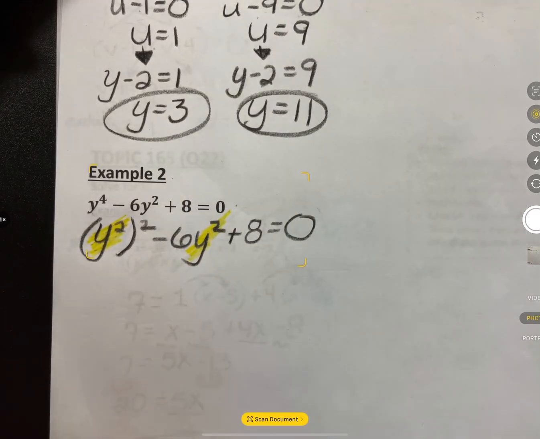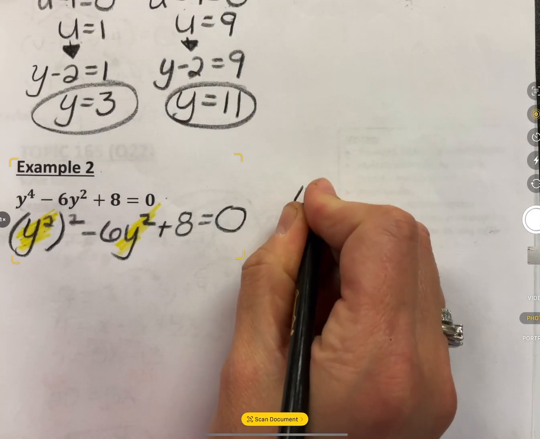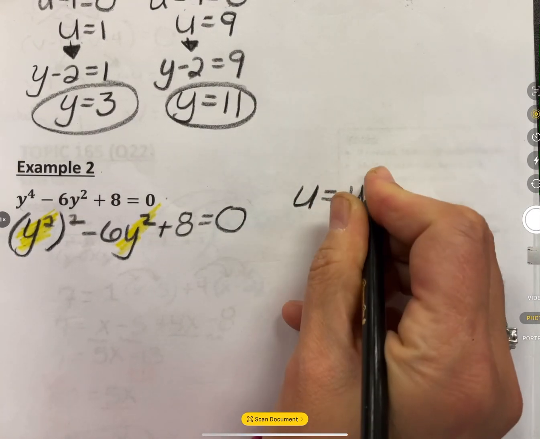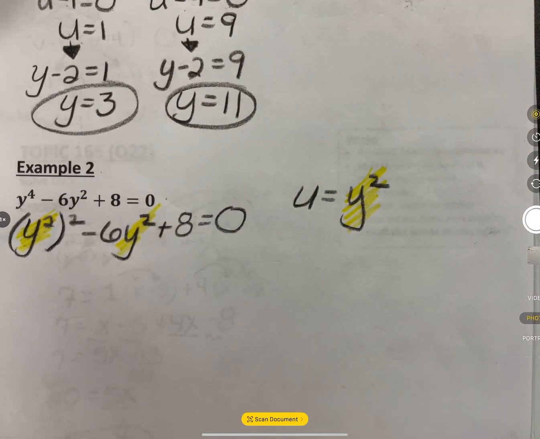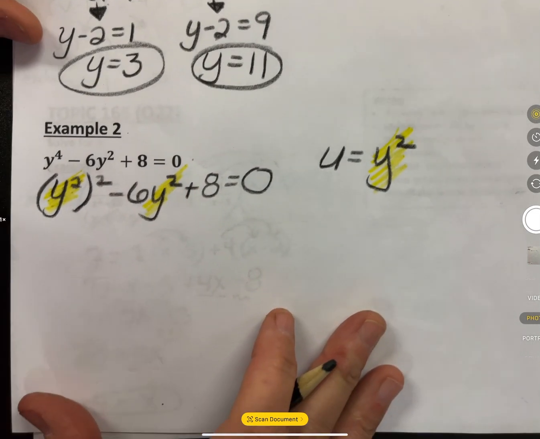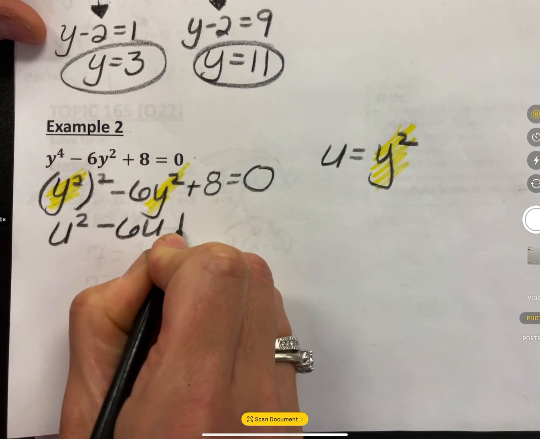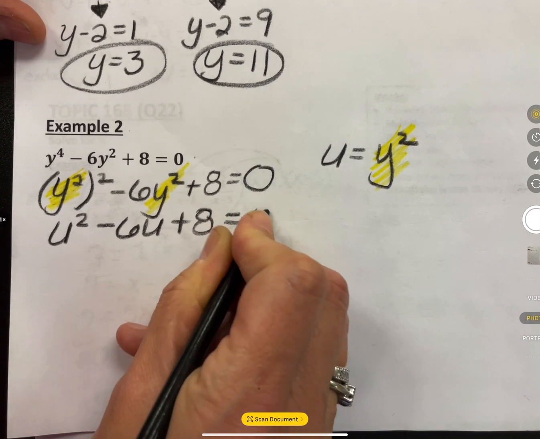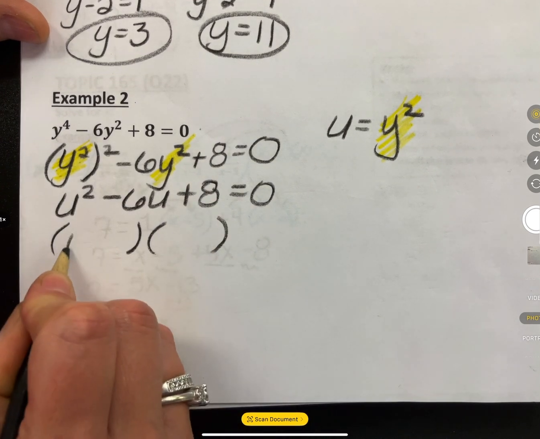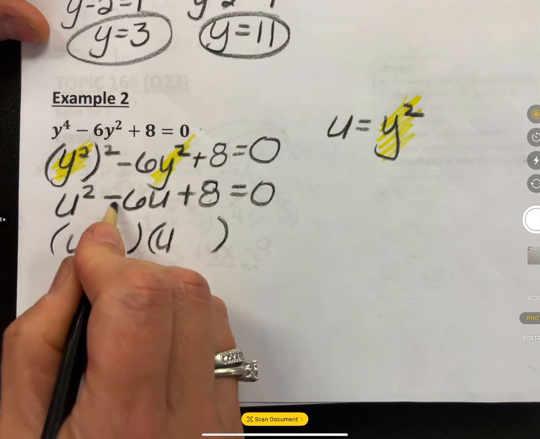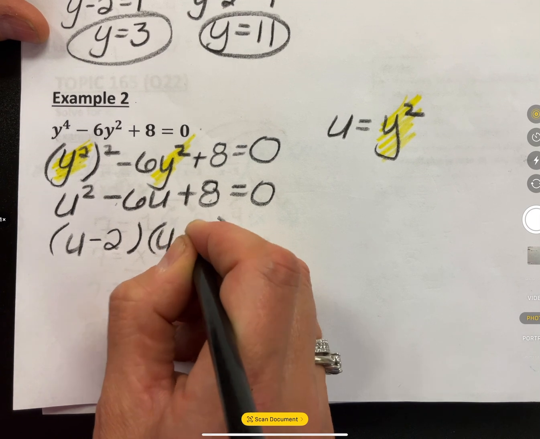is this y squared. So calling out the ugly, u equals y squared. So I'm going to go in and replace every y to the second with a u. So this becomes u squared minus 6u plus 8. Now we have a simple quadratic to solve. So thinking of two numbers that multiply together to get 8, but add up to negative 6. Nice job, negative 2 and negative 4.